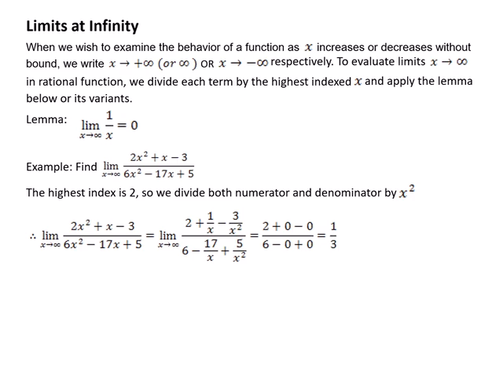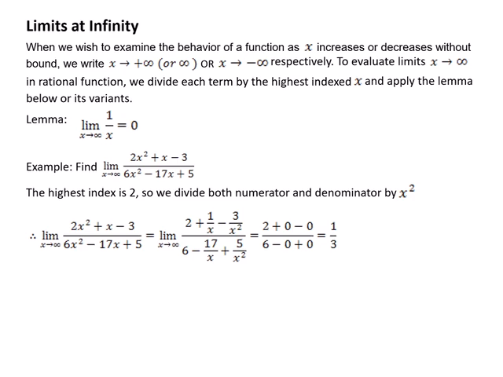So looking at this question here, we are told that we're going to divide through by the highest index. That is where we have the highest power of x. And what is the highest power of x here? It is x squared, x raised to power 2. So that is what we are going to divide both numerator and denominator by. We are going to divide the numerator and the denominator by x squared.